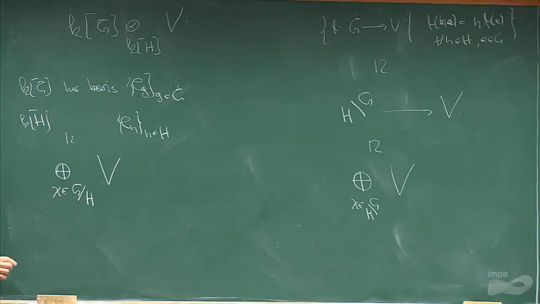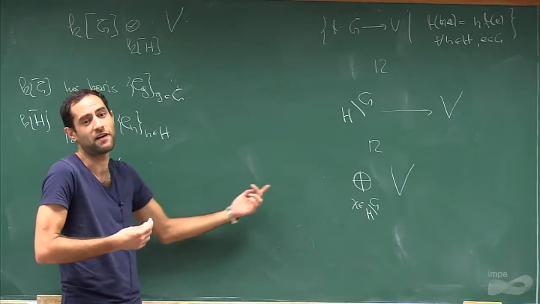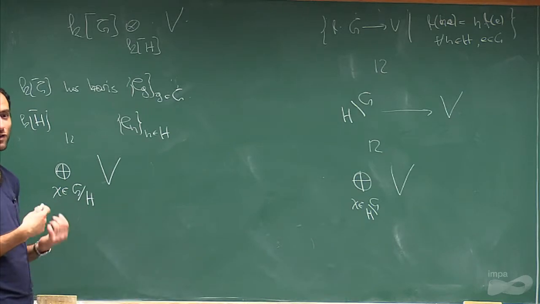Now I ask the question: are these two spaces isomorphic or not? Do I have a way of identifying left cosets by H with right cosets by H? These two sets clearly have the same cardinality, so as sets they're isomorphic. Just choose any isomorphism. So these two vector spaces are of the same dimension, therefore they are isomorphic. But now the question is, can we choose an isomorphism in such a way that these spaces are isomorphic as G modules or not?